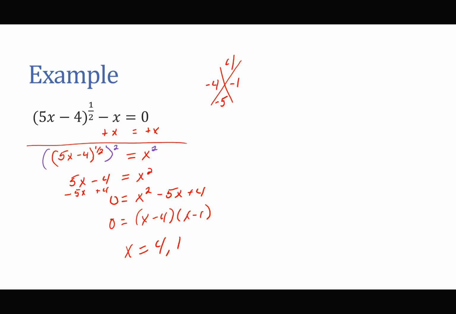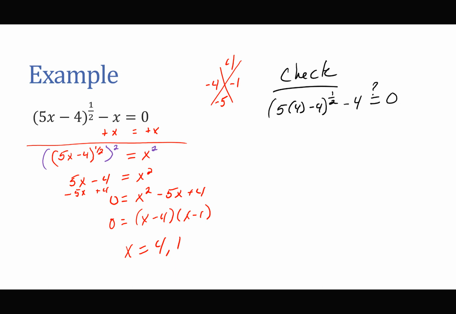So I ran through this one a little bit faster, but the process is the same. Even though it's a rational exponent, we want to isolate that and then undo that rational exponent. Had a quick factoring in there. Last step is to do the check. All right, so 5 times 4 minus 4 raised to the 1/2 power minus 4. Does that in fact equal 0?